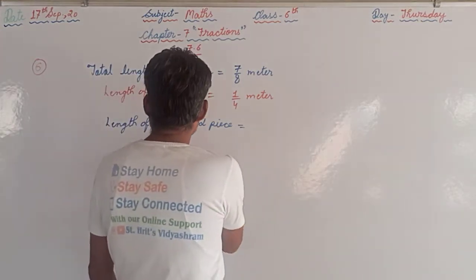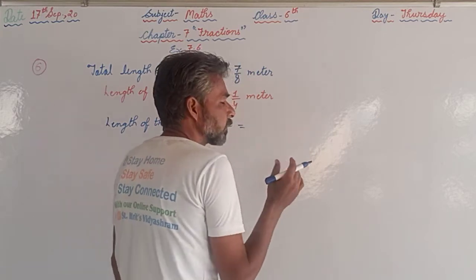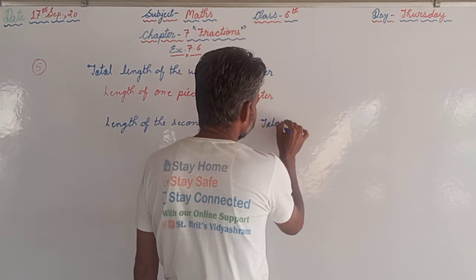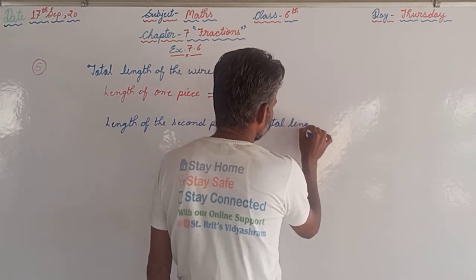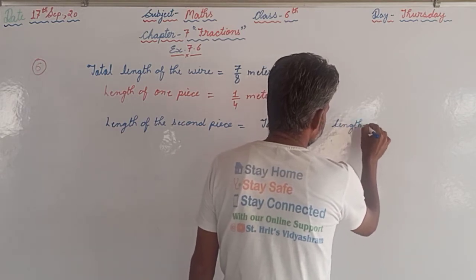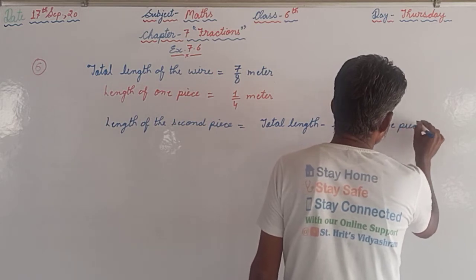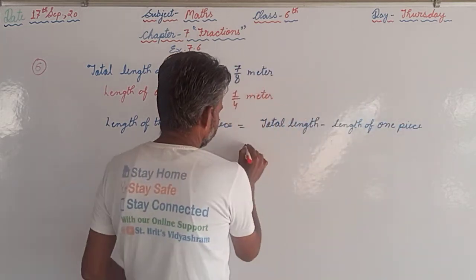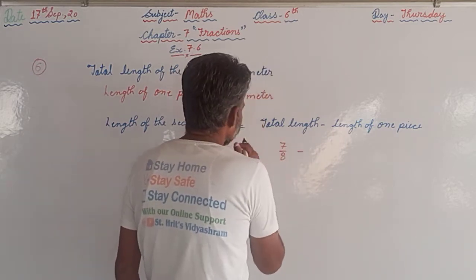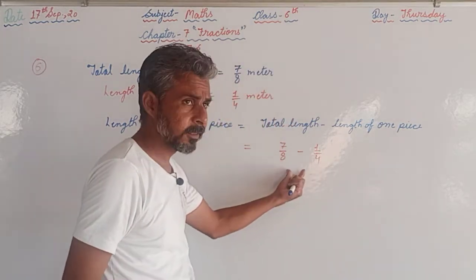So what we will do, to calculate the length of the second part, we will subtract the length of the first part from the total length. Total length minus length of one piece. So total length is 7/8 and the length of the first part is 1/4. So here we have to subtract.